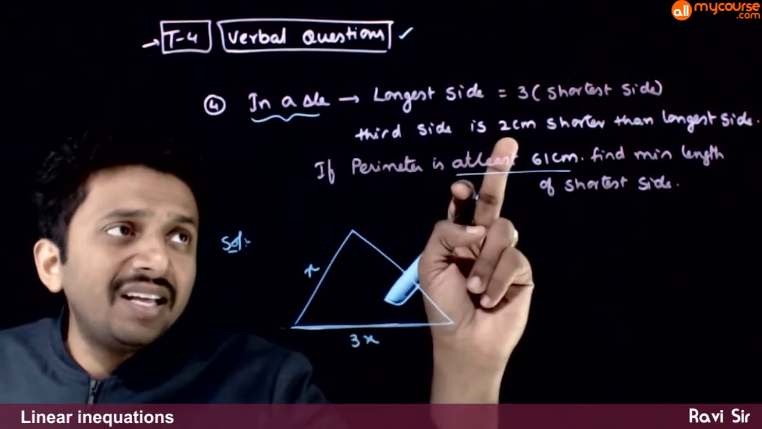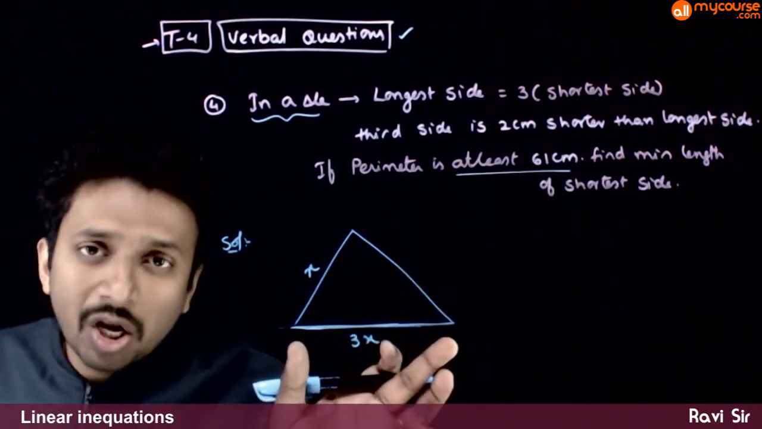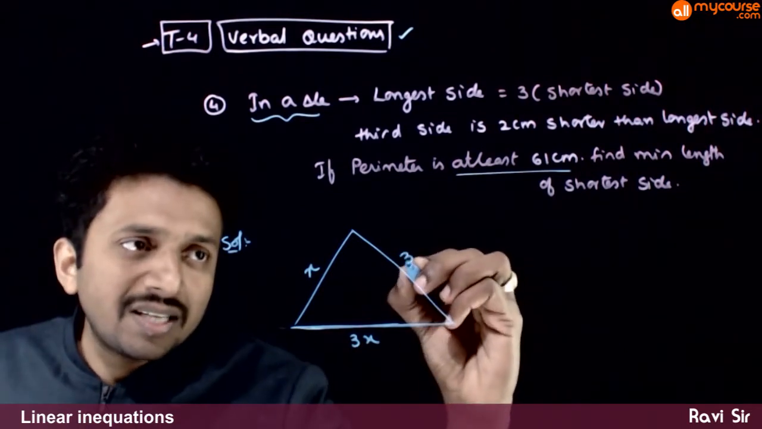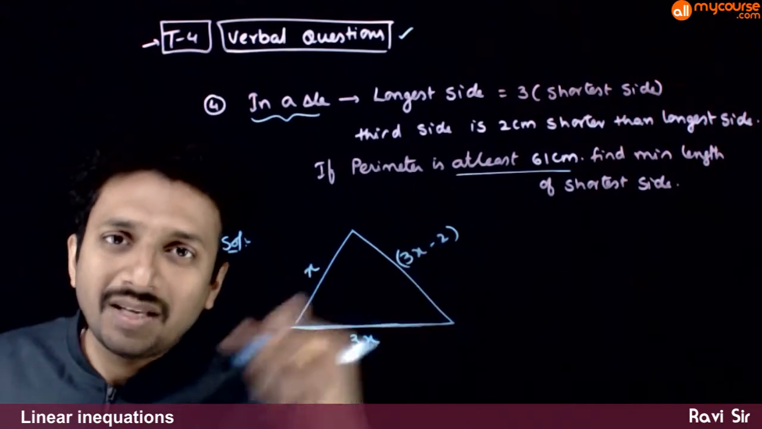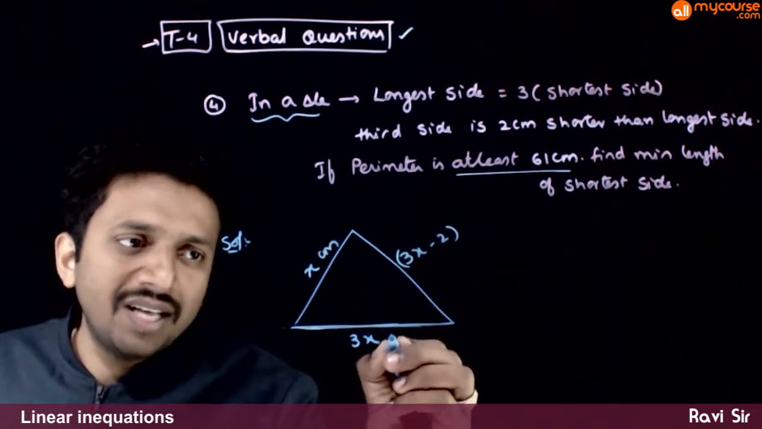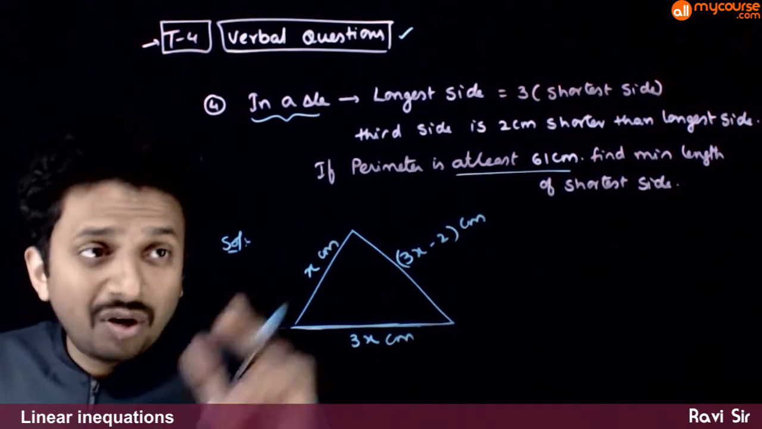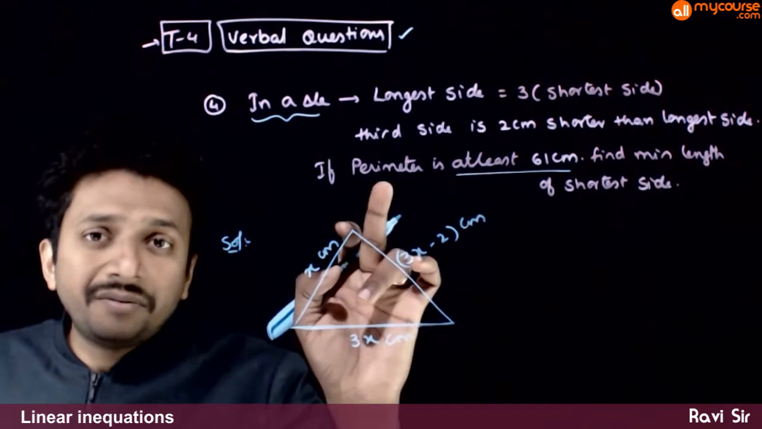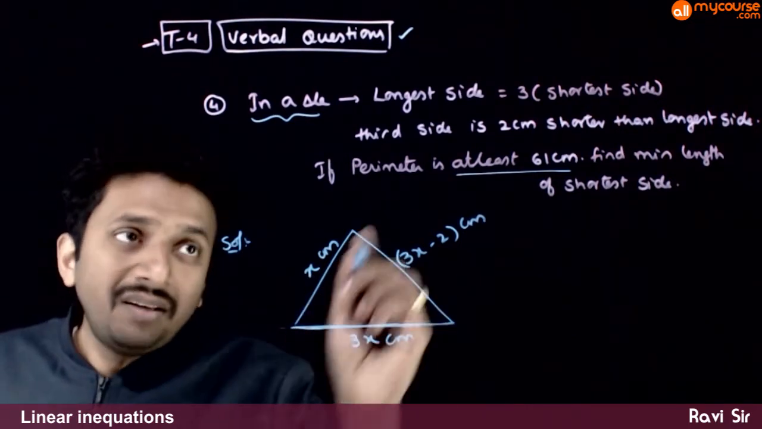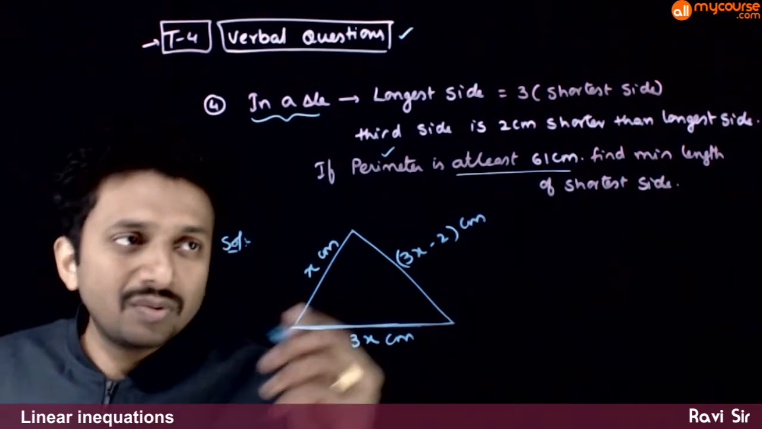And the third side is 2 centimeters shorter than the longest side. So this is the longest side. So the third side is 2 centimeters shorter, that is 3x minus 2. So if these units are centimeters, those are the dimensions of the sides in terms of the shortest side. Now, how do we create the inequality from this information? The perimeter is at least 61 centimeters. So what is the perimeter?